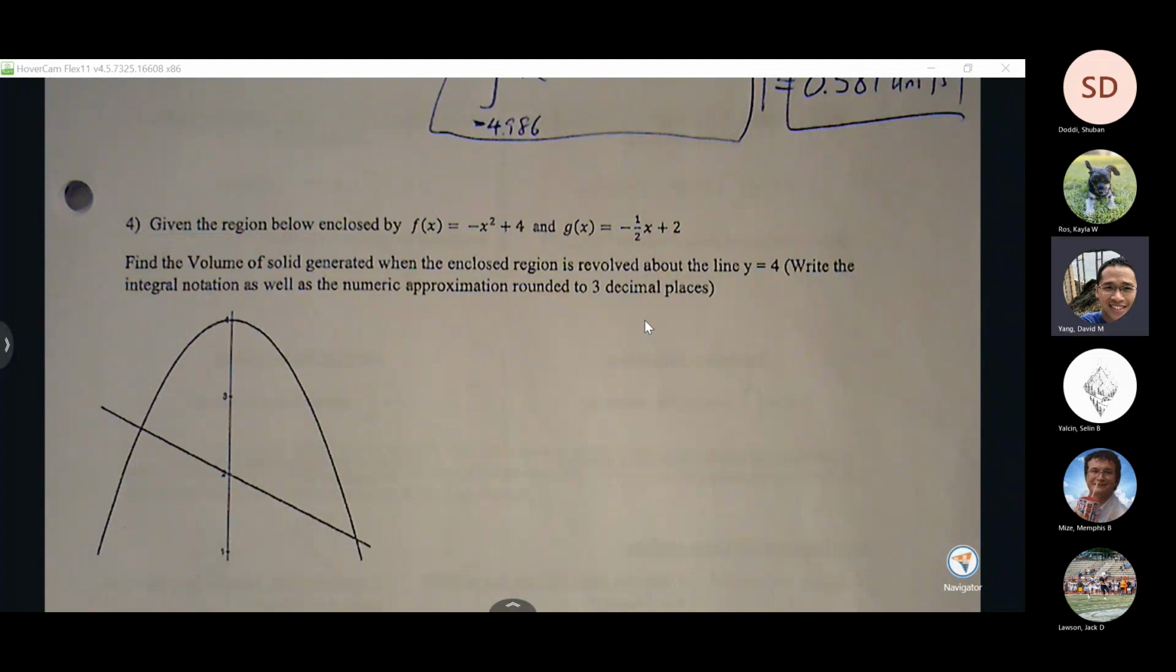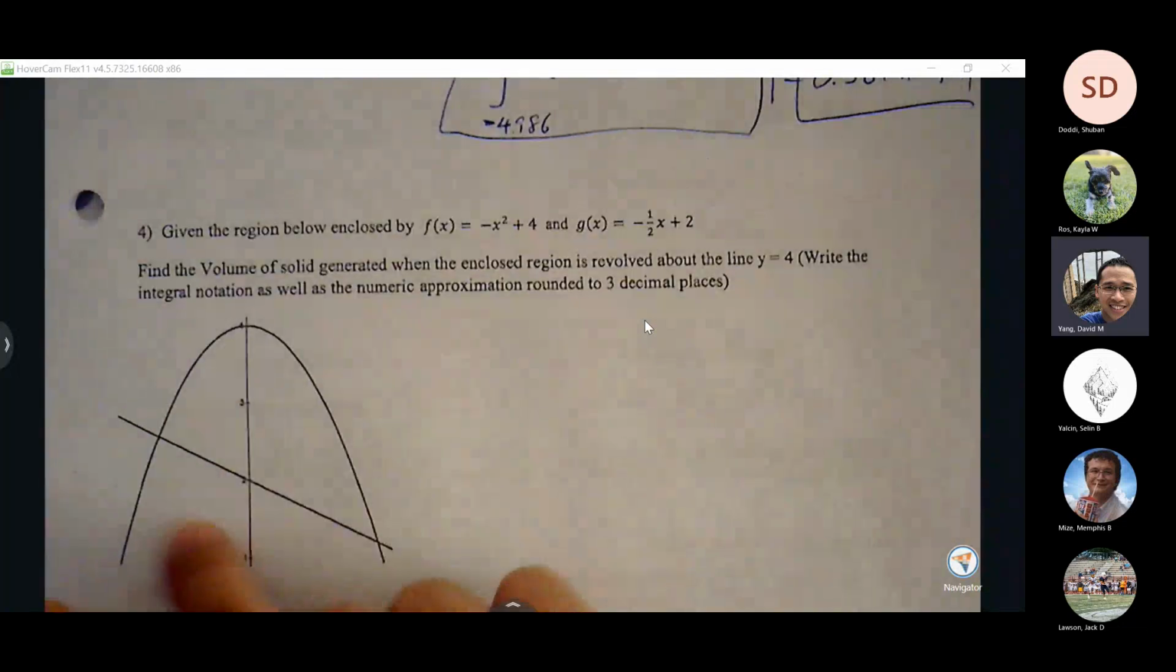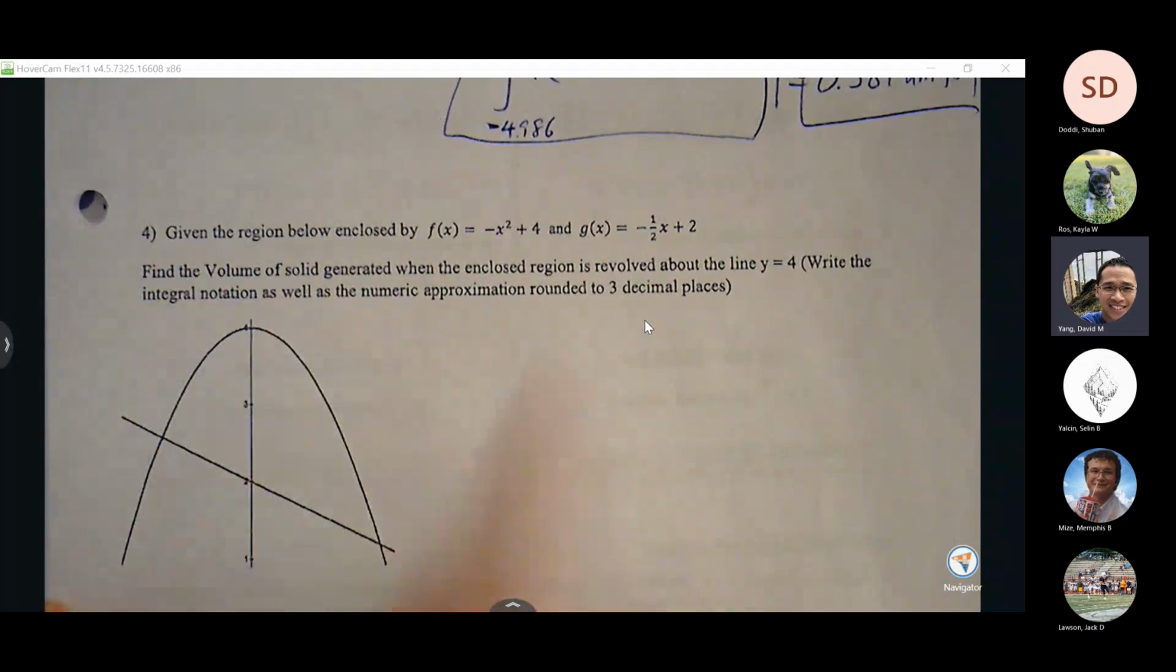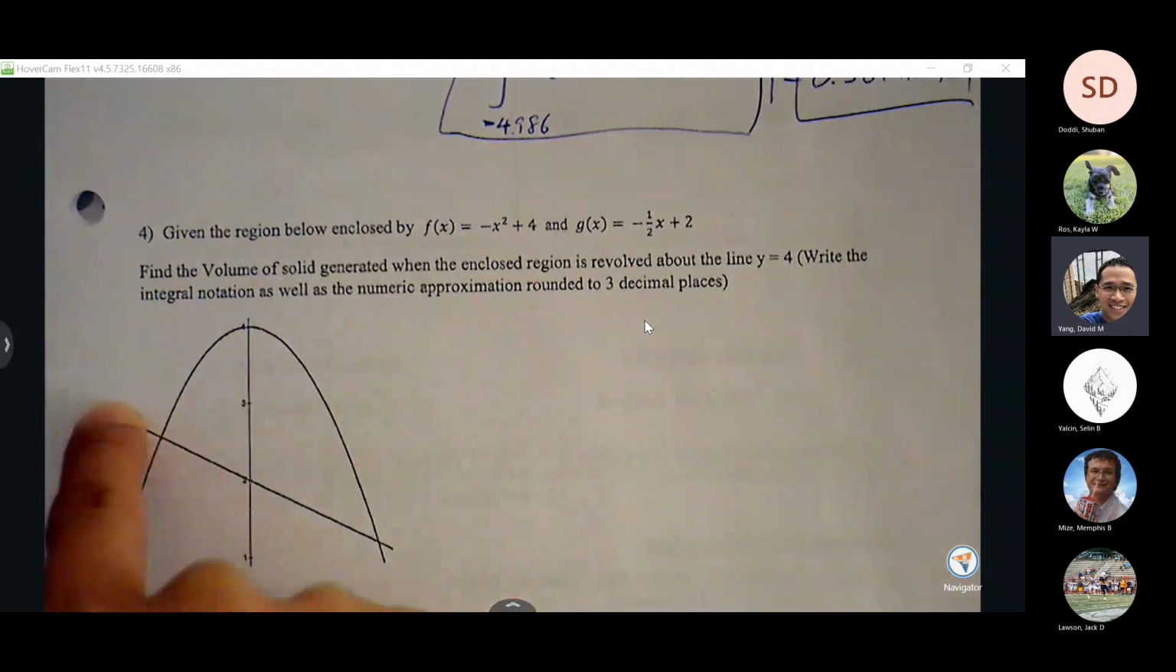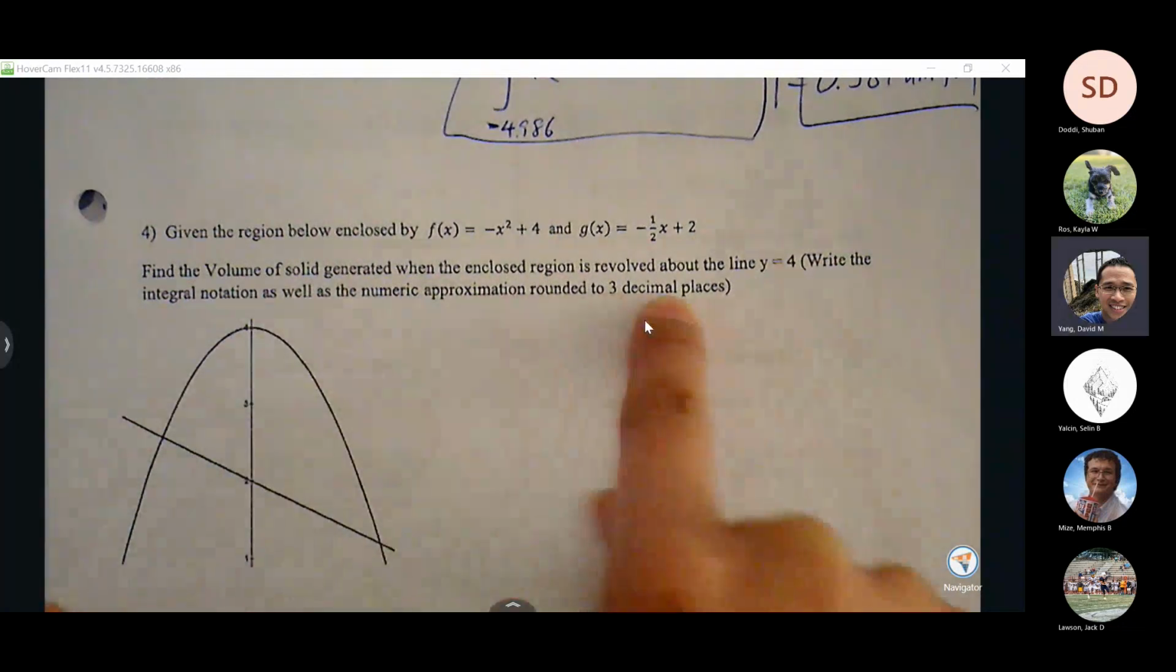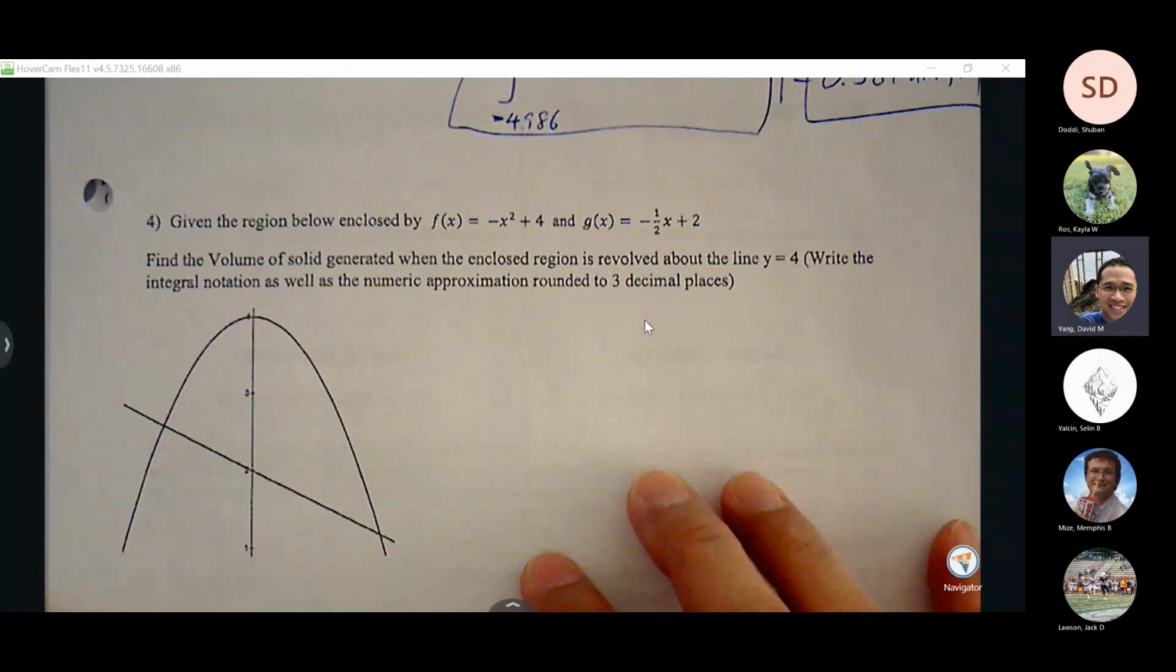Okay, number 4, given the region enclosed by the function negative x squared plus 4, that's the parabola opening down, and negative 1/2 x plus 2, that's the linear graph with a negative slope. Find the volume revolved around the line y equals 4.